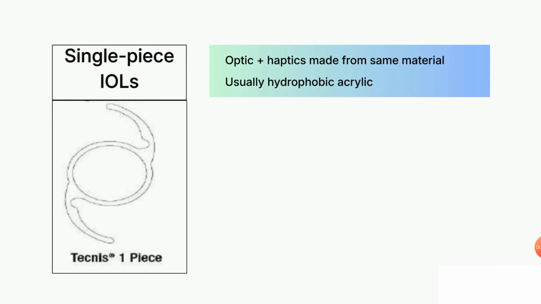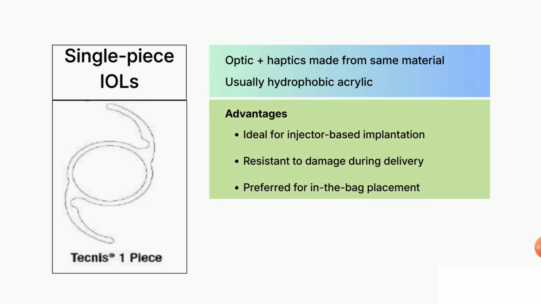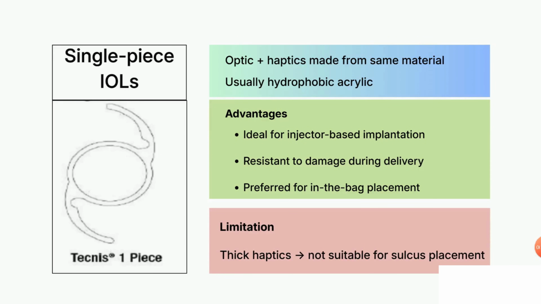In a single piece IOL, the optic and the haptics are manufactured from the same material, and most commonly it is hydrophobic acrylic. Because the haptics are flexible and integrated into the optic, these lenses are highly resistant to damage during injector-based implantation, which makes them suitable for cataract surgery with smaller incisions. This is why most of the injectable IOLs today are single-piece designs. Clinically, the single-piece open-loop IOLs are best suited for in-the-bag implantation. They're not ideal for sulcus placement because their thick haptics can actually cause iris chafing.